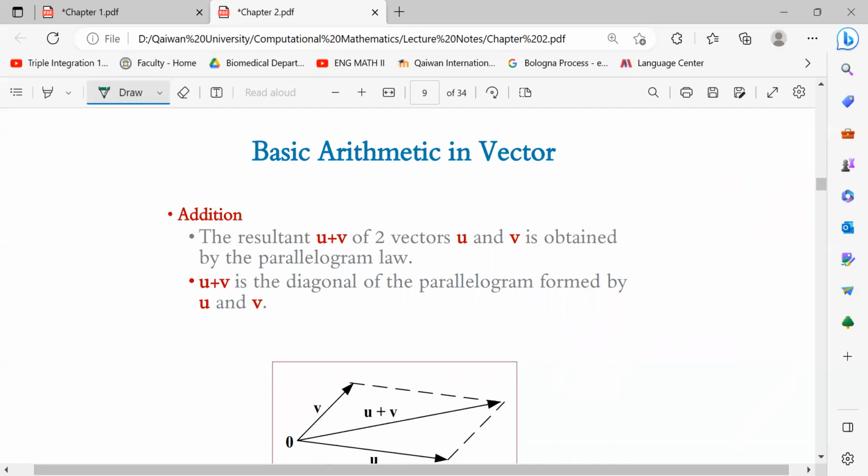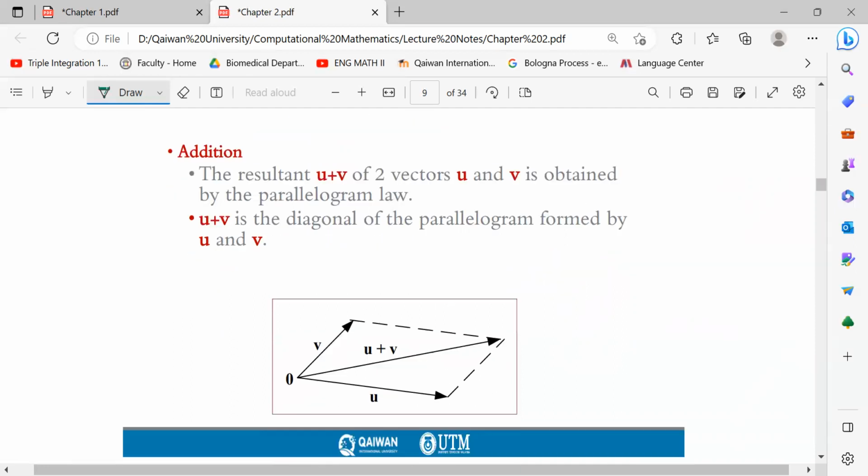Here we see the sum of two vectors. The geometrical representation of the sum of two vectors is a parallelogram. Here, this is u, this is v. U plus v is this vector. If we just join these three peaks, we get a parallelogram. Okay? So the sum of u and v is a parallelogram.